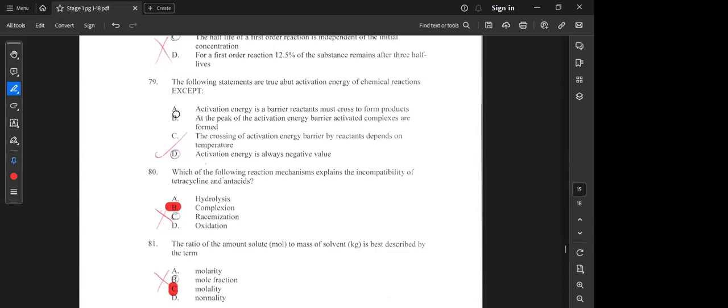Hydrolysis, racemization, oxidation. Okay, are there other reactions or interactions between drugs that may cause hydrolysis or oxidation that you know of?